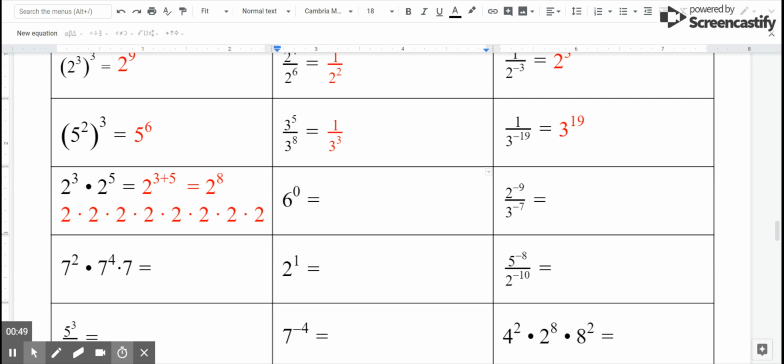6 to the 0 power. Anything raised to the 0 power is 1. We did a great deal of talking about this in class, so I'm not going to offer an explanation right now as to why 6 to the 0 power is 1, but if you'd like help on this topic, please feel free to let me know.